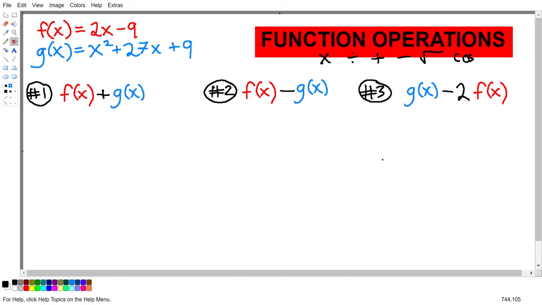So we're going to go over our first example where we have f of x is 2x minus 9 and g of x is x squared plus 27x plus 9. We want to see if we can go ahead and add those two functions together. So of course, I'm going to write down the name of each function. Instead of writing f of x, I will write 2x minus 9. And instead of writing g of x, what will I write? I'm going to write down x squared plus 27x plus 9, as you see right there.